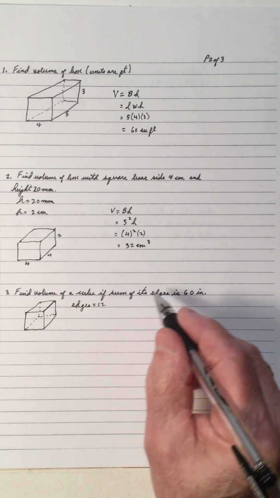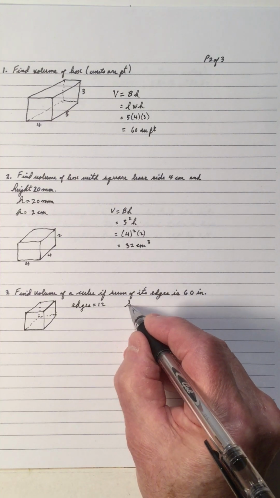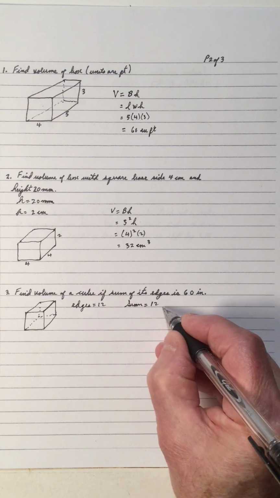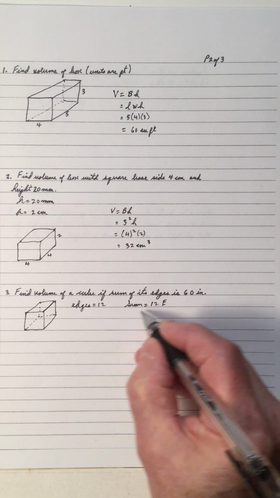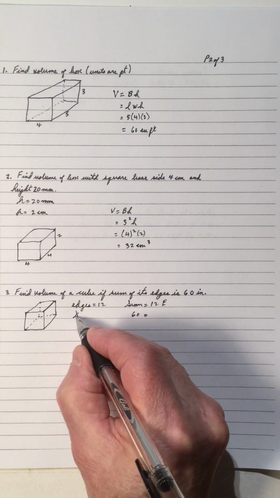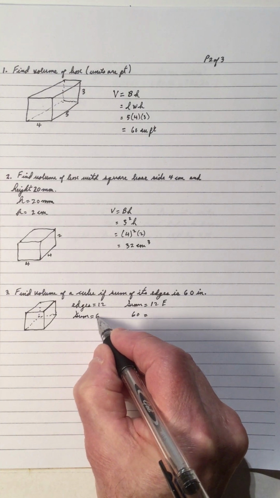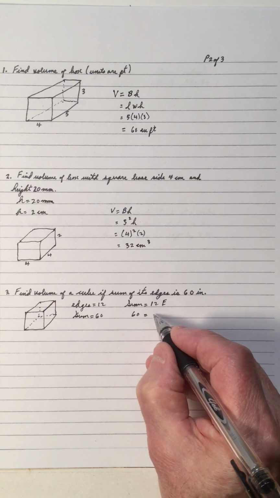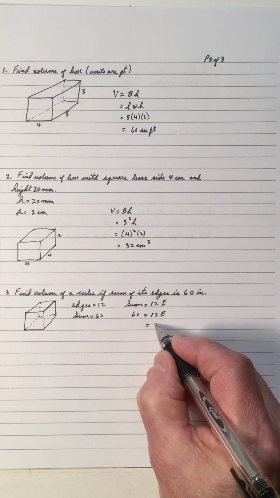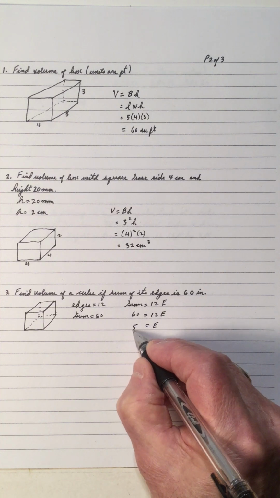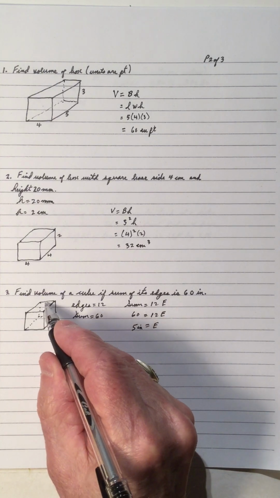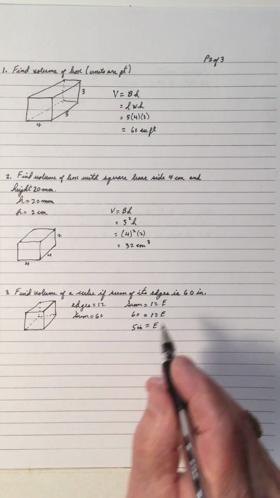So if the sum of the edges is 60, that's the sum of the 12 edges. Let's call E for edges. The sum is 60, and it's in inches. So we have 12 E equals 60. If we divide by 12, E becomes 5. So each edge is 5. All the edges are 5, and there's 12 and it makes 60.